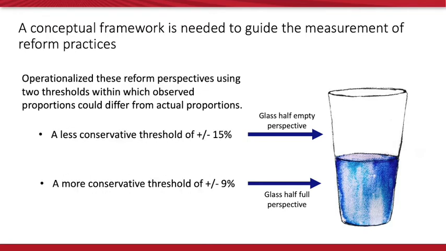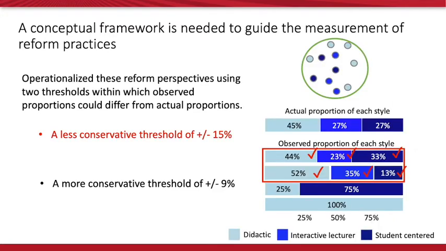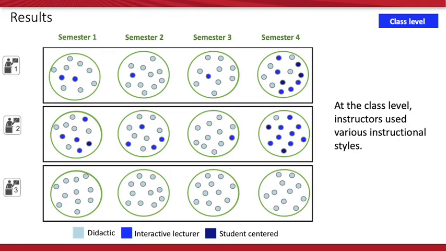We operationalize these reform conceptualizations using 2 thresholds within which observed proportions could differ from the actual proportions. For example, at the less conservative threshold, the highlighted proportions on the right would be considered accurate. But at the more conservative threshold, one of those estimates would no longer be considered as such. This threshold was designed to capture rare instructional styles or small shifts in the frequency of each style across time, which aligns with the glass half full approach to reform measurement because even small progress towards student-centered instruction is captured with a high probability. Our first finding is that at the class level, instructors used various instructional styles.